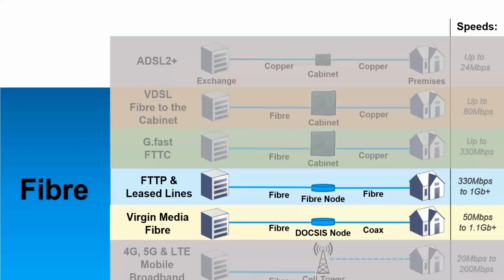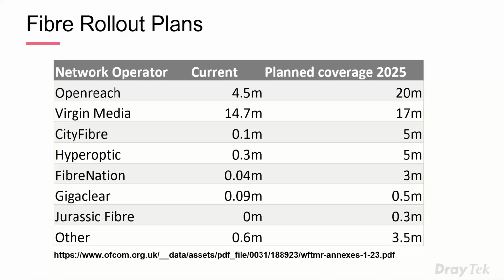So if we look at the fibre rollout plan to get an idea of the current coverage, currently there's about 4.5 million with Openreach that are FTTP, and they're planning to up that to 20 million, or sometimes I think that may change in ambition, but it's roughly going to be around 20 million by 2025, hopefully. And then with Virgin Media, currently it's 14.7 million. This is already a really large number, because the whole of their existing network can potentially be considered as fibre, and they're planning to increase that to 17 million.